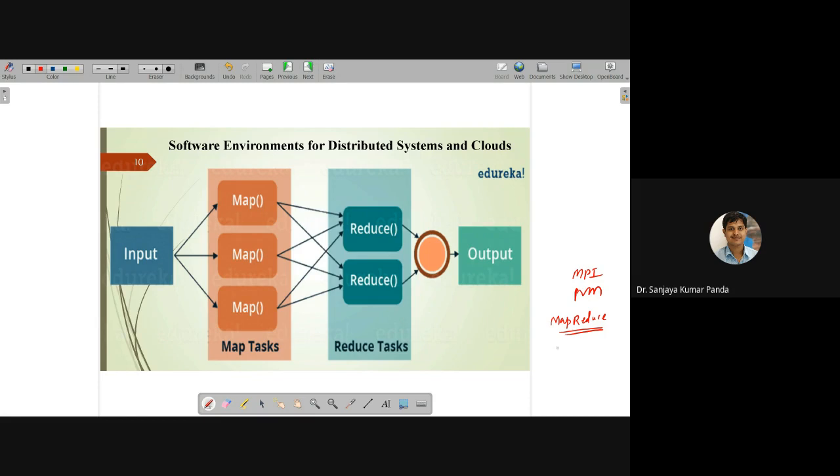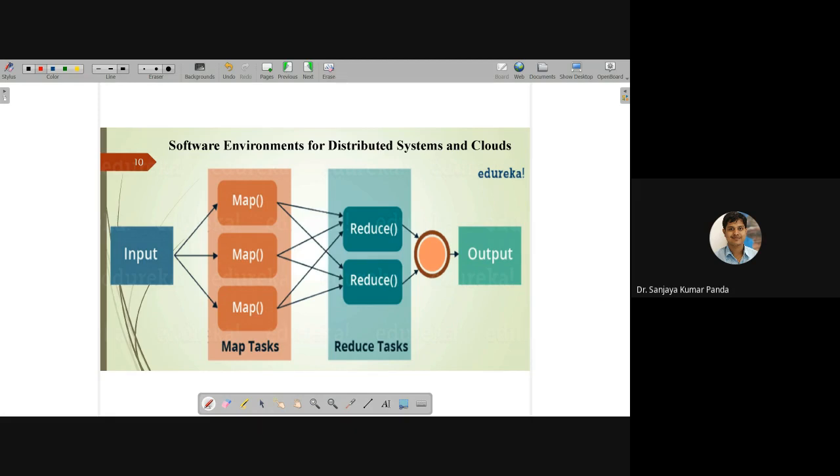You can go for Hadoop also. Hadoop is also a software library. You can write and run large user applications and deal with very vast data sets. Generally, business applications are dealing with very large data sets. In that case, you can also go for Hadoop. So let us focus more on this model, that is the MapReduce framework.